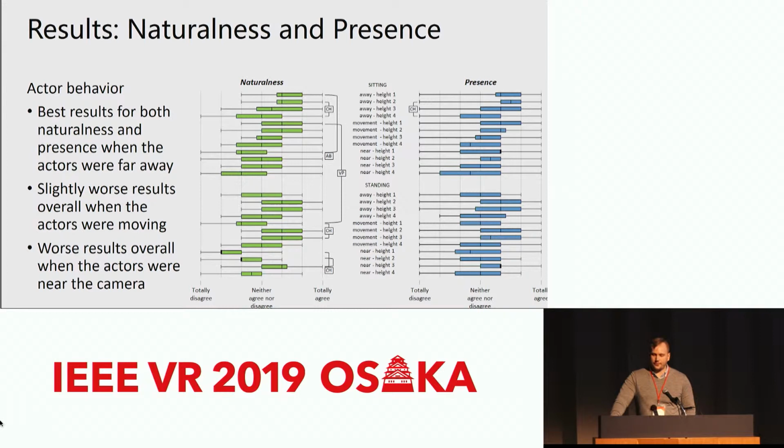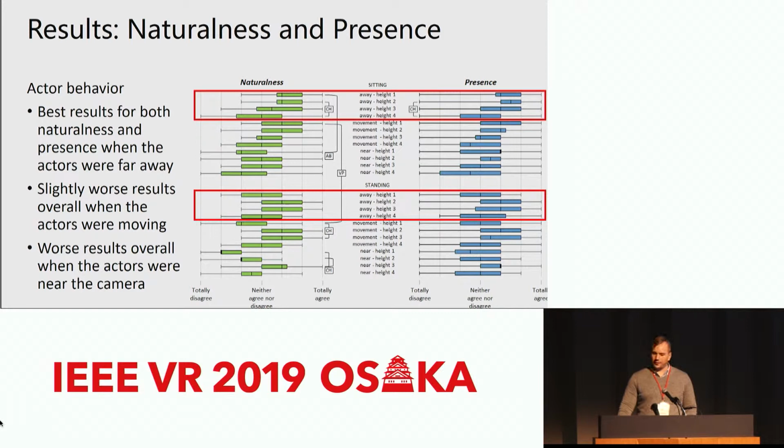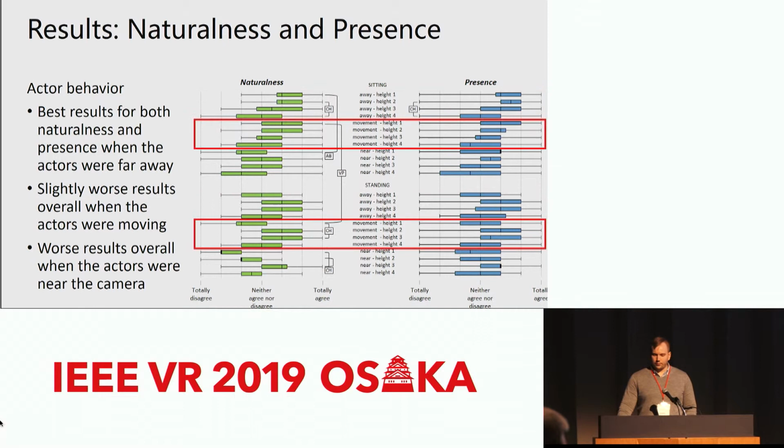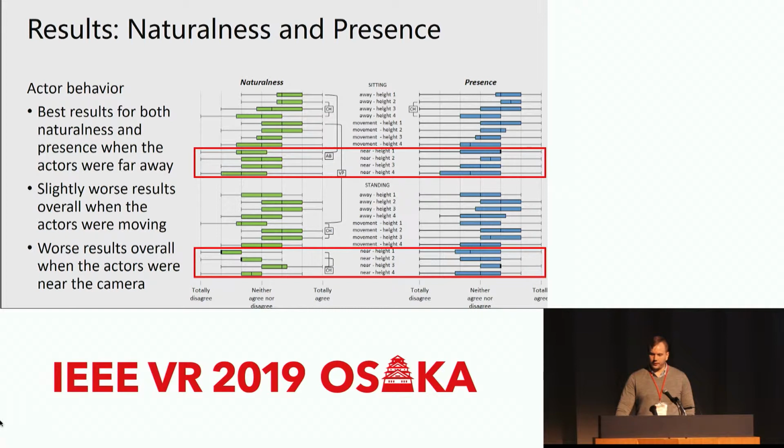With regards to actor behavior, the best results for both naturalness and presence were observed when the actors were standing far away. When the actors were moving, the results were in some cases slightly worse and in some cases comparable. When the actors were near the camera, the results were again generally worse, but not in all cases. These patterns were generally the same for both sitting and standing viewers. Therefore, the distance between the camera and the actors has an effect on the viewing experience, although this influence is perhaps not as pervasive as we expected.